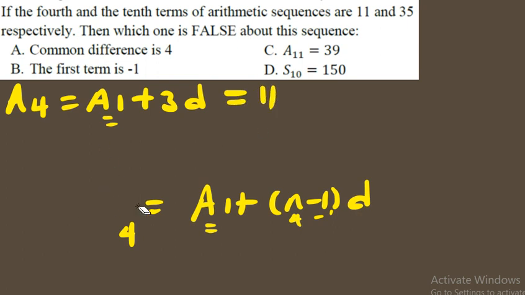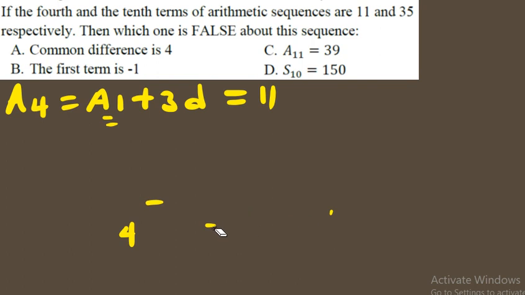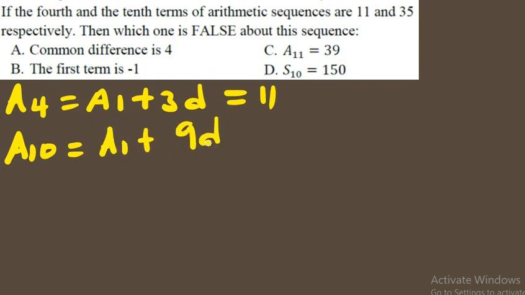Okay, what about the other? A10 is also given to you. So now write the formula for A10. A10 will be again A1 plus 9D, which is 35, given. Now solve these simultaneously by subtraction.